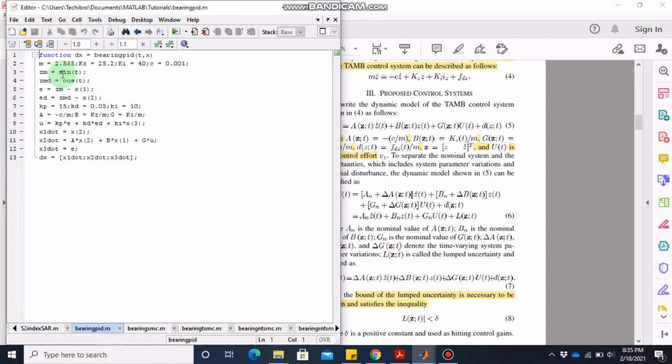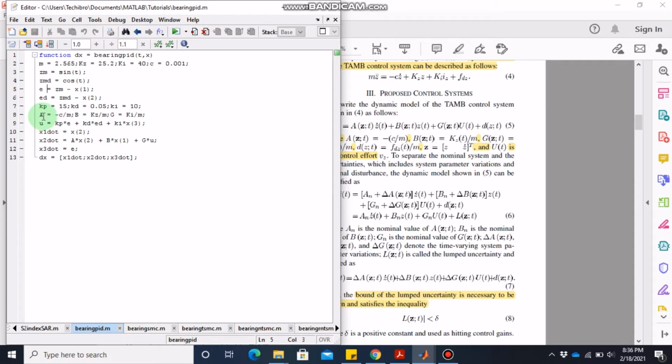So if you see, Zm is the desirable value, the signal that is to be tracked by the displacement. So Zm is sine of t, and then Zmd is the derivative of sine t, which is cos t, and then error is defined as Zm minus x1. X1 is our first state variable, which is equal to z, and the derivative of error is ed, which is Zmd minus x2. Kp, Kd and Ki values are given in this paper in the same table that I have shown you.